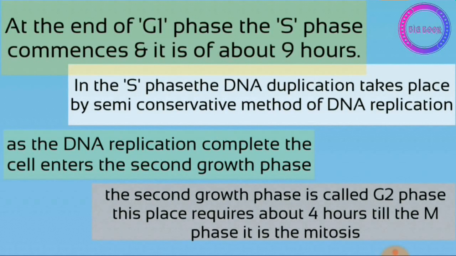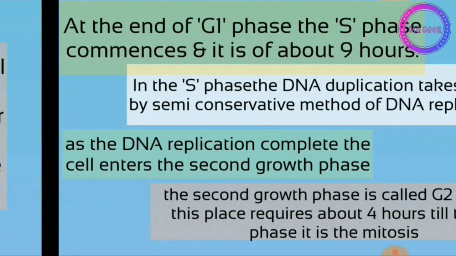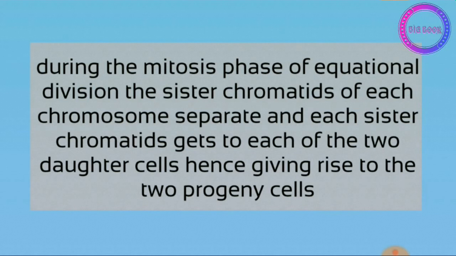That second growth phase is called the G2 phase. This phase requires about 4 hours till the M phase, which is mitosis. So during this G2 phase, the overall components are going to grow, and further in the M phase, mitosis is going to take place. That is, the equational division of the sister chromatids is going to take place. During the mitosis phase of equational division, the sister chromatids of each chromosome separate, and each sister chromatid goes to each of the two daughter cells, hence giving rise to the two progeny cells.